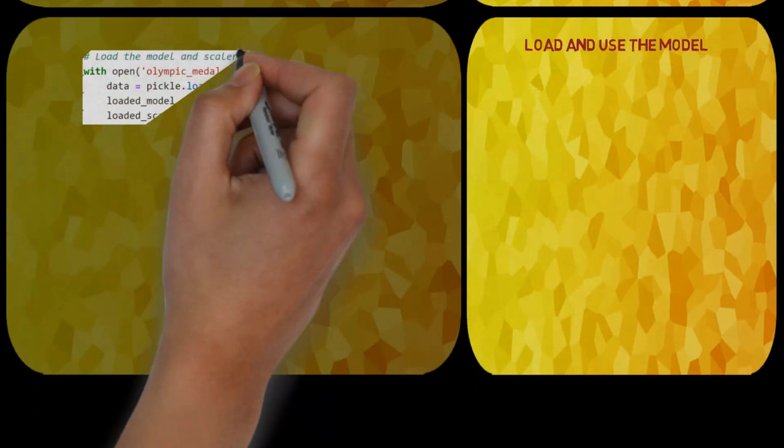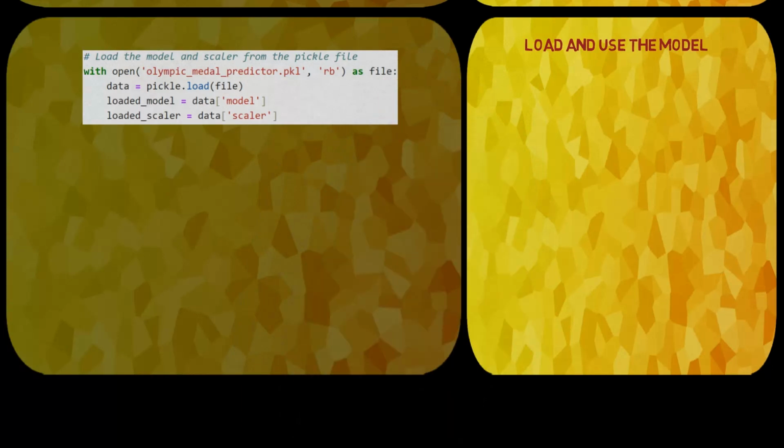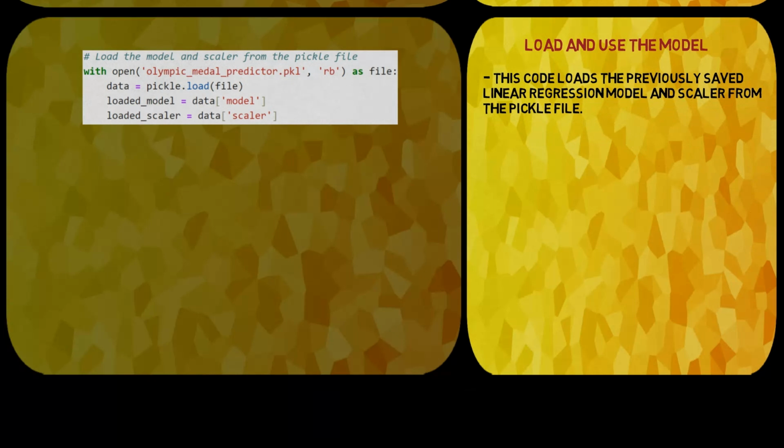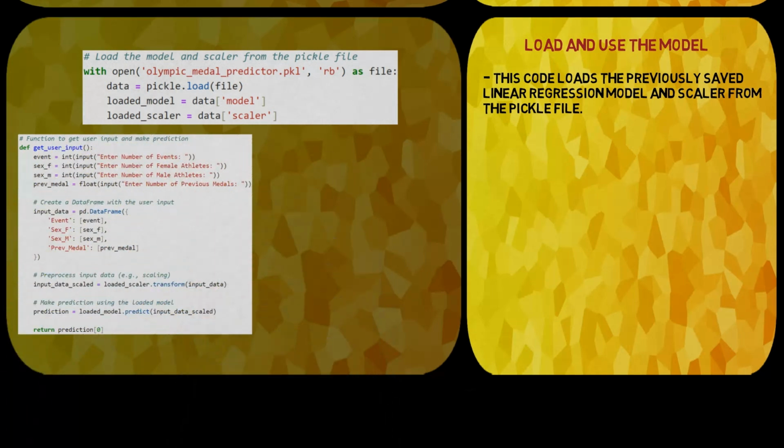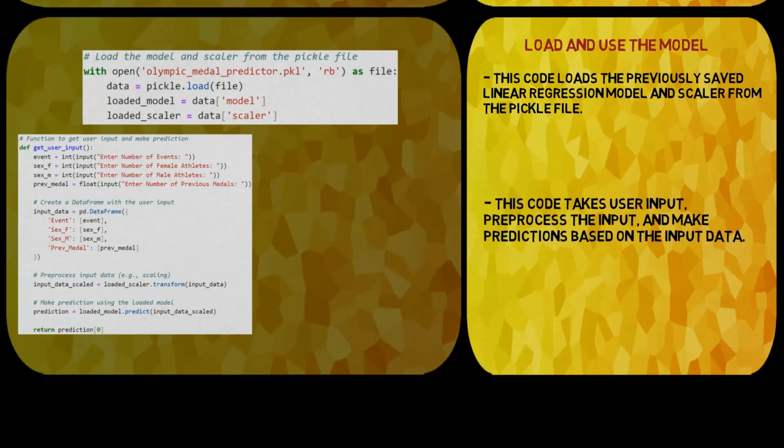Load and use the model. Finally, we load the model and scaler from the pickle file, and create a simple user interface to take inputs and predict the number of medals based on those inputs.